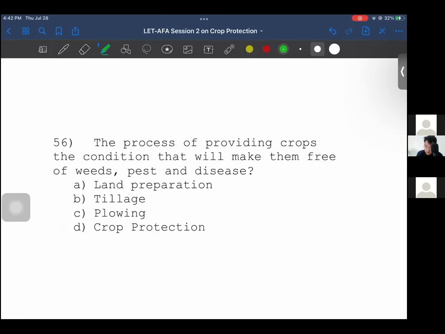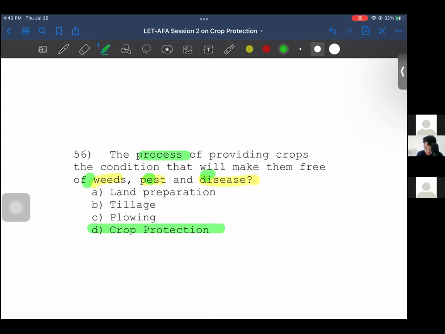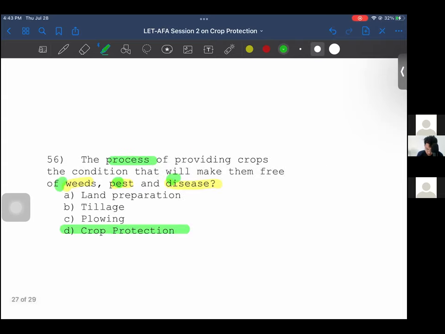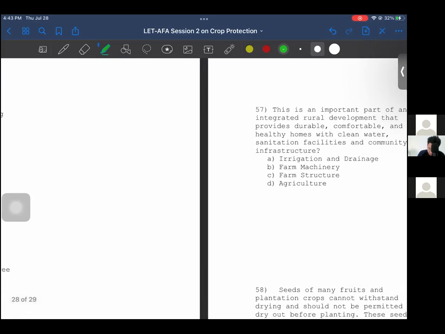56. The process of providing crops, the condition that will make them free of weeds, pest, and disease. So this is a general question that wants a general answer. Makes them free of weeds, pests, and diseases? The answer is crop protection, which is our topic for today. Crop protection. Kasi na-mention yung weeds, pests, and diseases. Next. All right.